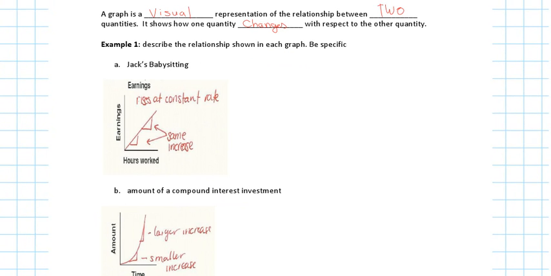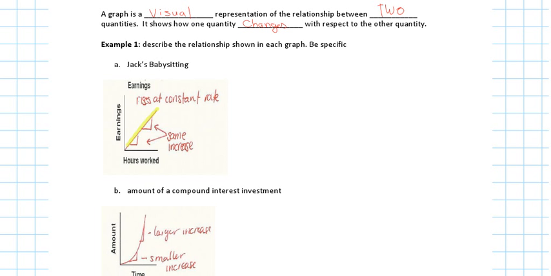We have Jack's babysitting, and you can see here that on the x-axis we have the hours worked, and on the y-axis we have how much he earned. Correct? So what can you tell me about his earning and his hours worked? If you look at the graph, what kind of trend do you see? Yes? The more that he works, the more earning he gets. Okay. But what kind? It's a constant change, right?